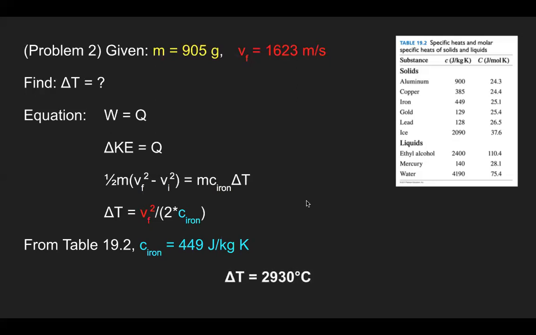So when you plug your final velocity and your specific heat of iron into the equation, you get a temperature rise of 2,930 degrees Celsius.